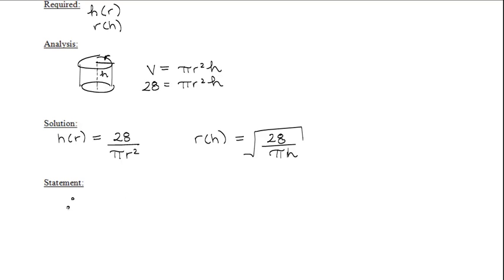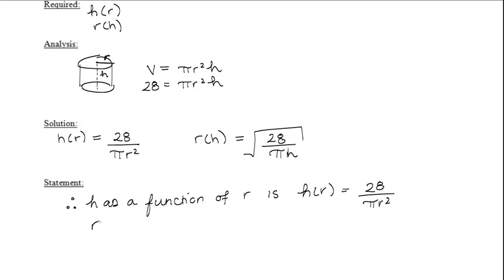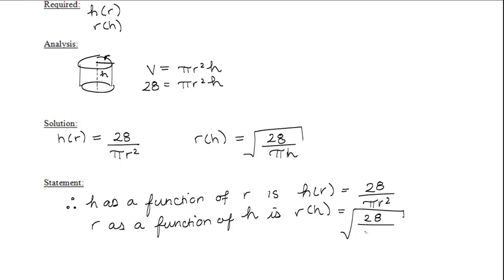So now you need your therefore statement. So you can say h as a function of r is, and then rewrite your function that you found. And you can say r as a function of h is what we found here. So it's going to be r of h is equal to the square root of 28 over pi times h. So that is how you solve this kind of word problem.